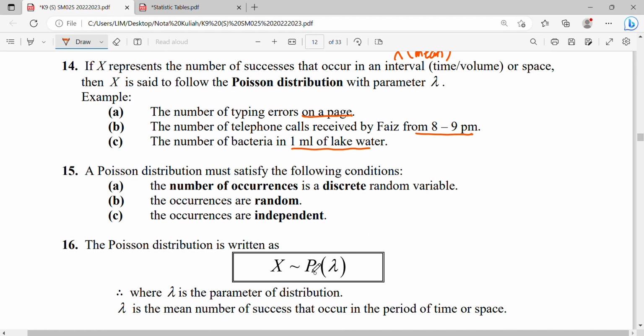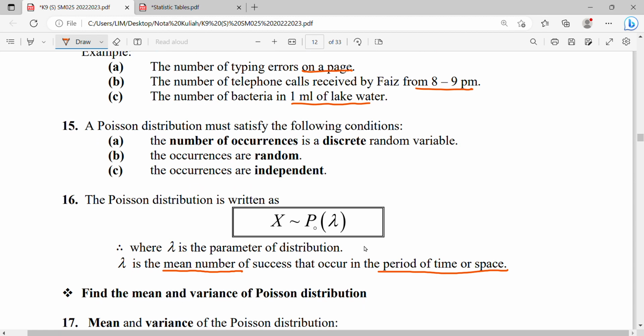Okay, so the distribution will be written as distributed Poisson, in brackets lambda. So lambda is your mean occurring in your period of time. So you have to be careful of the period of time.